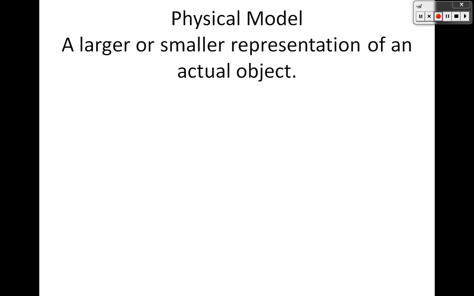So one type of model is called a physical model. This is a larger or smaller representation of an actual object. So it's basically blowing something up larger so that you would be able to see it, or taking something that's too large to completely see and making it a lot smaller so that you can see it.